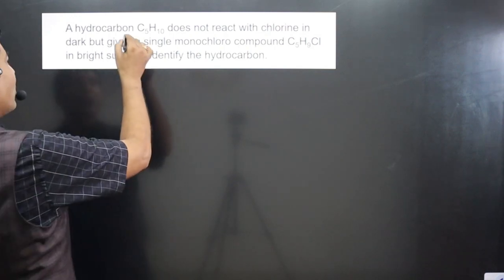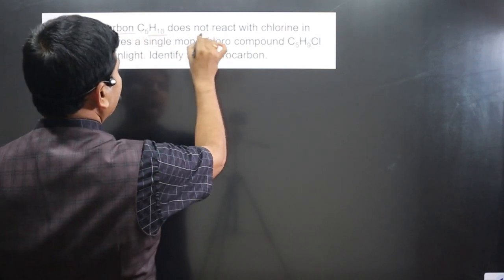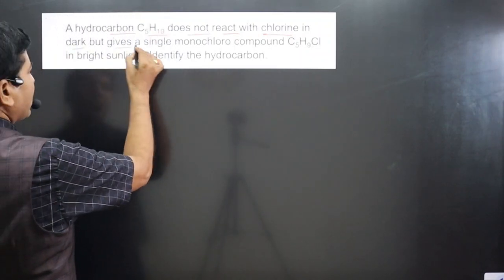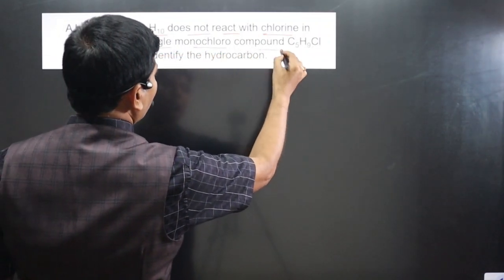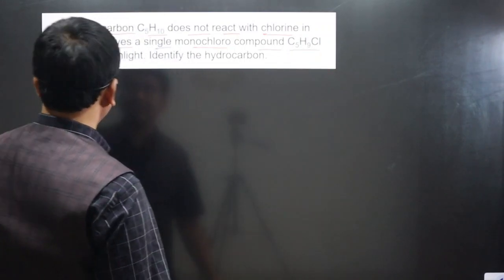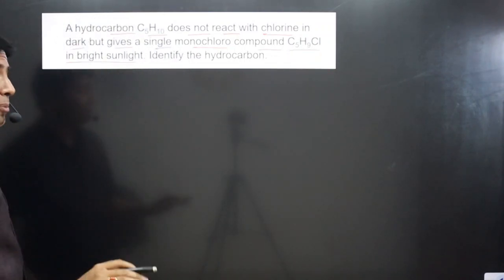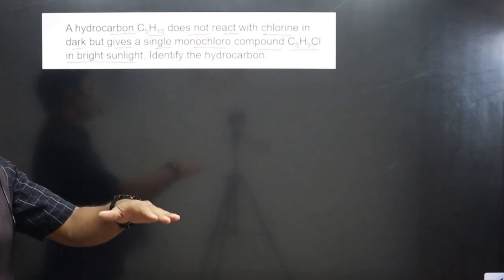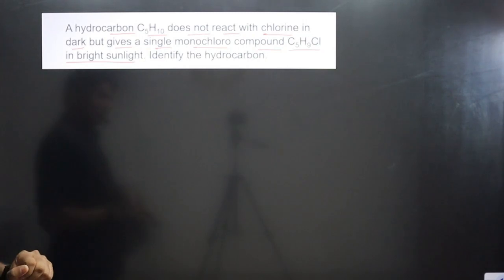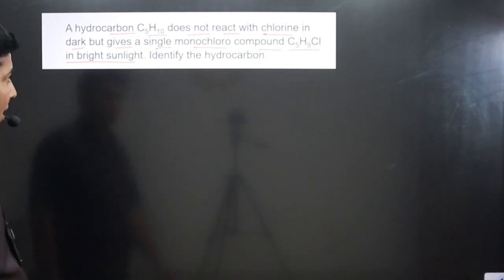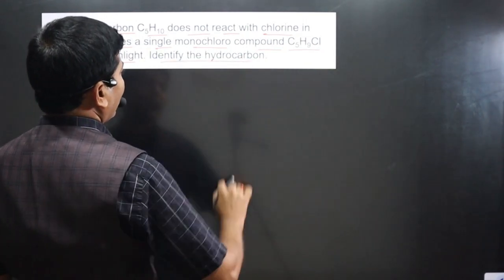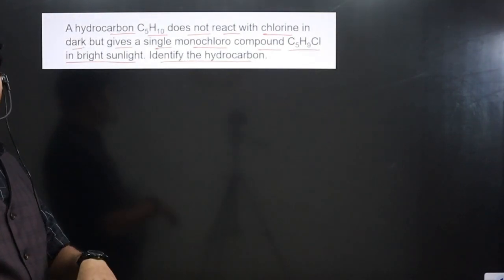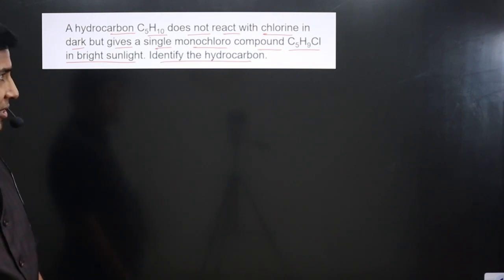The question says a hydrocarbon C5H10 does not react with chlorine in the dark but gives a single monochloro compound C5H9Cl in bright sunlight. Keep in mind, since the reaction is taking place in the presence of sunlight, it takes place via a free radical mechanism. The question says identify the hydrocarbon. What kind of hydrocarbon do we have? Saturated, unsaturated, or a cyclic compound?